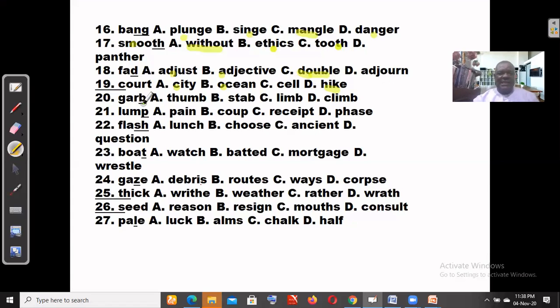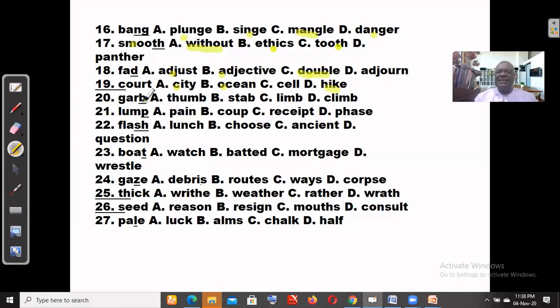Question 20, we have gab. The letter B is underlined, which represents the sound B. You pronounce the word, you identify the sound, B, right? Then you are looking for the sound B as you pronounce the various words.